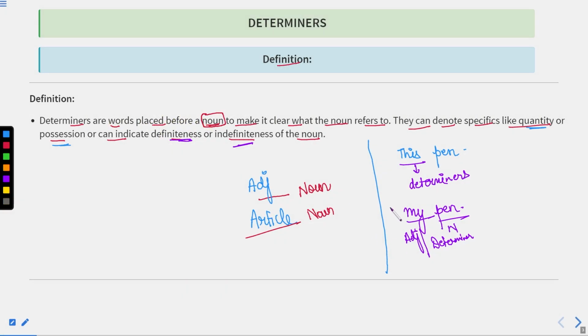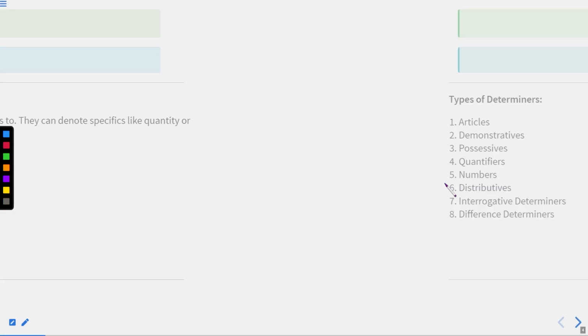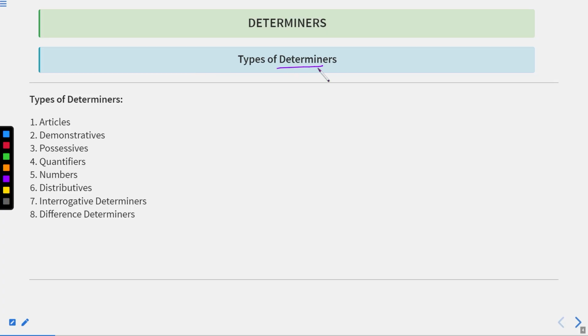Now, let us see various types of determiners. So here we have types of determiners. What are the types? Articles. First, as I told you, every article is a determiner. Demonstratives, as I told you, this, that, these, those, these are demonstratives, and we have already heard them in demonstrative adjectives. So these demonstratives are also types of determiners. Then possessives. Possessives means which show possession. For example, my, his, her.